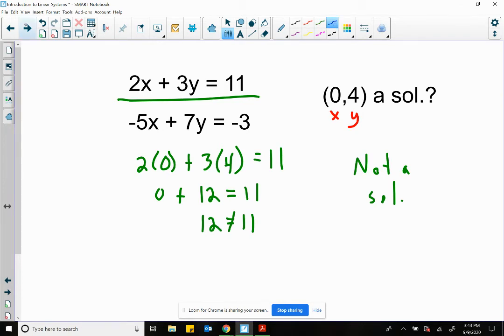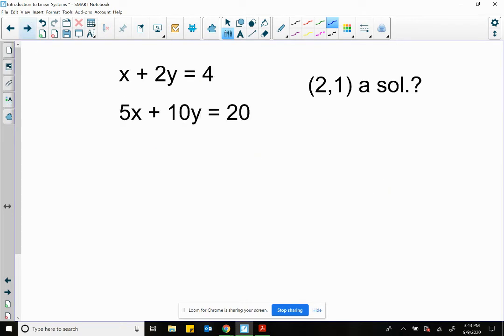All right, I think I might have one more. Let me check. I do. Go ahead and pause the video and give this one a shot, where your equations are x + 2y = 4 and 5x + 10y = 20, and I want to know, is the point (2, 1) a solution? Go.